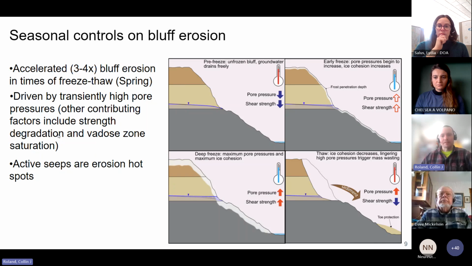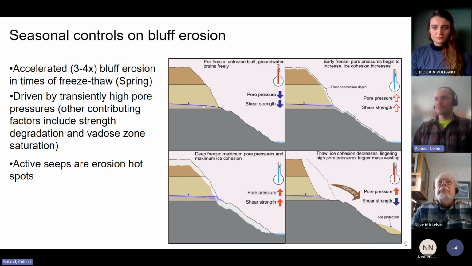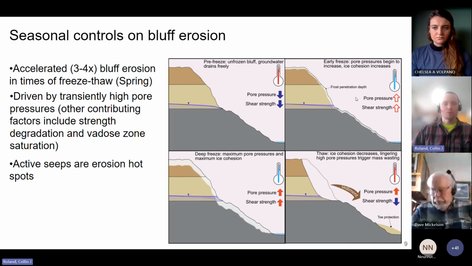So we came up with this model of what we think is happening on the bluff. Say during the fall or the summer, water can drain freely from the bluff. We've got low pore pressure in the materials back behind the bluff face. We also have standard shear strength, because the bluff is unfrozen. But as we start to get colder, frost starts to penetrate into the bluff. We have water building up behind that ice dam. So our pore pressure is going up and our shear strength is also going up. The bluff is getting stronger while the pore pressure is getting higher. Higher pore pressures tend to lead to bluff failures, driving things towards instability.